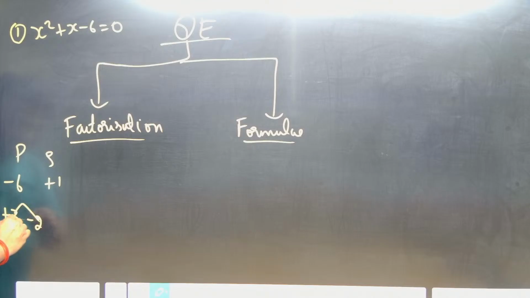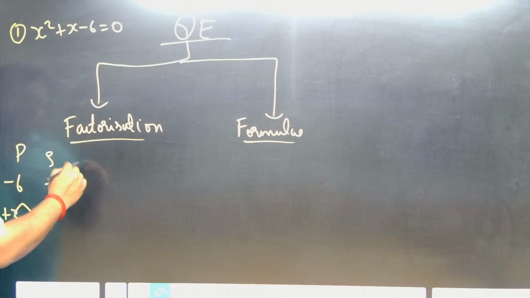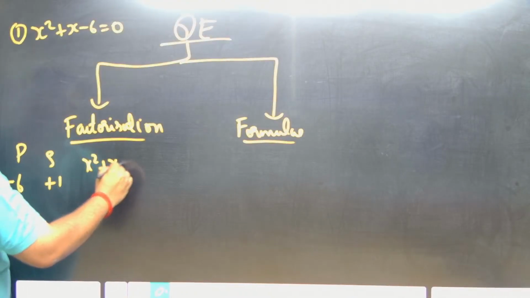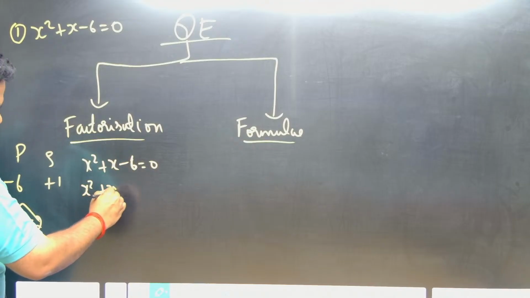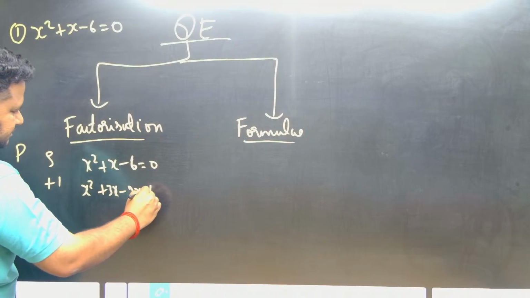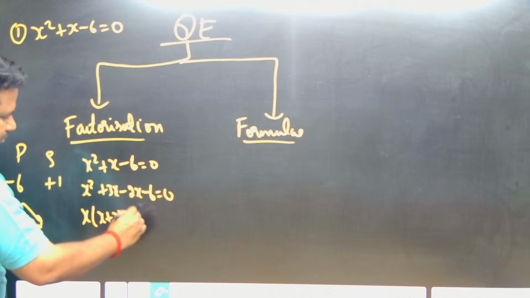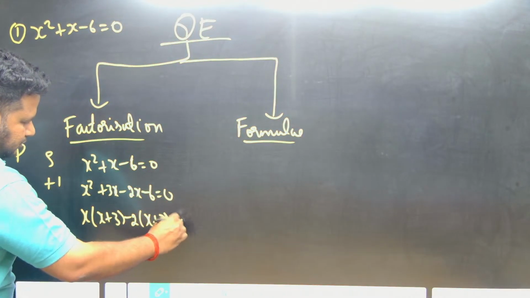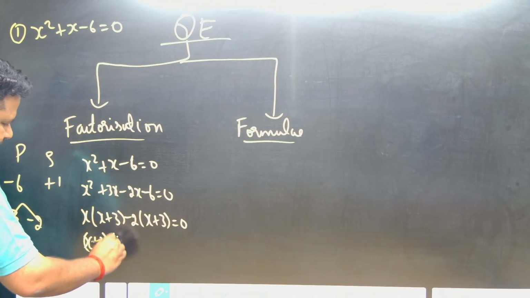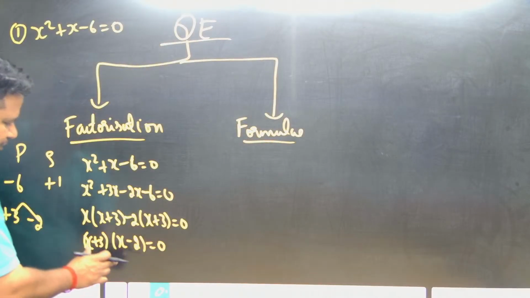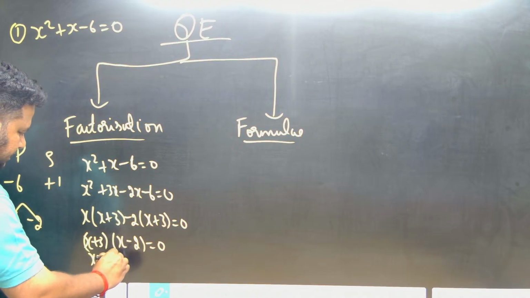3 times minus 2 is minus 6, and 3 minus 2 is 1. So with the factorization method, x square plus x minus 6 equal to 0, I will write this as x square plus 3x minus 2x minus 6 equal to 0. Taking x common, this becomes x into x plus 3, minus 2 into x plus 3. You would have done this in 9th and 10th standard also. So x plus 3 into x minus 2 equal to 0. These are the factors, but we want the roots. The roots are x equal to minus 3 and x equal to plus 2.